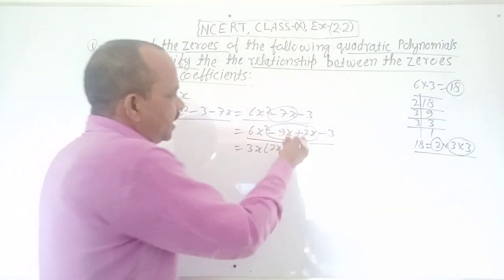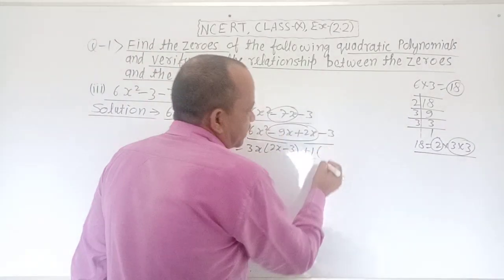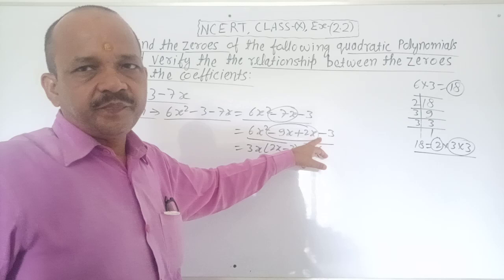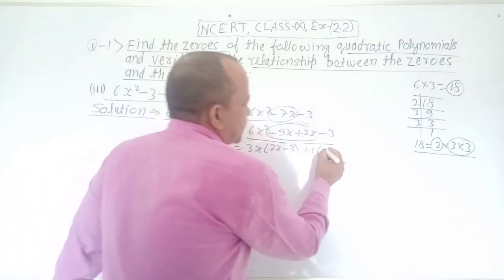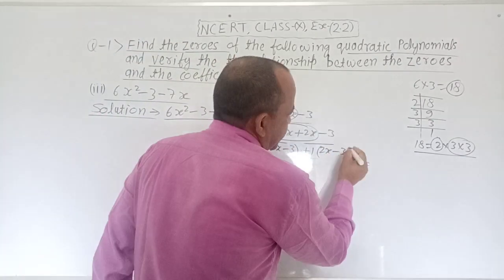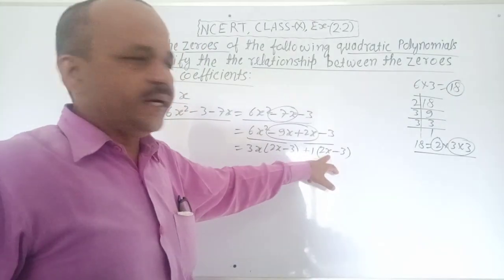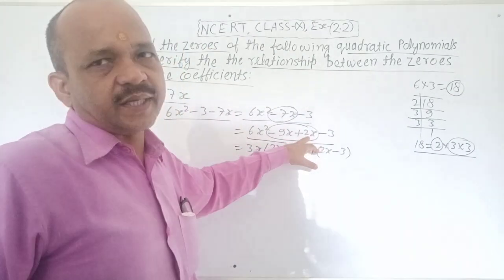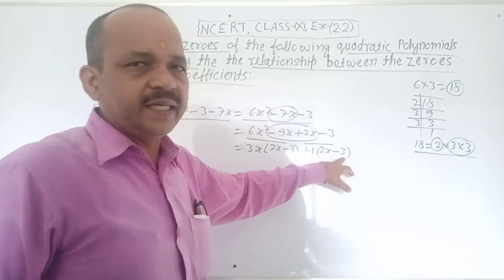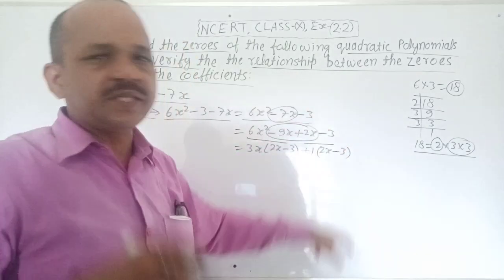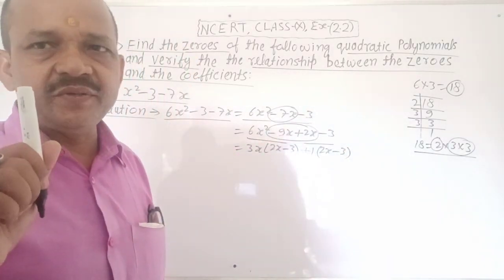Clear? Here you can take +1 common in the second pair. Here you can write 2x and here -3. If you multiply 1 and 2x, it becomes +2x. If you multiply 1 and -3, it becomes -3. It means it is correct. Clear? No confusion about it?